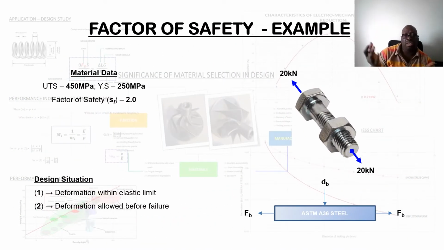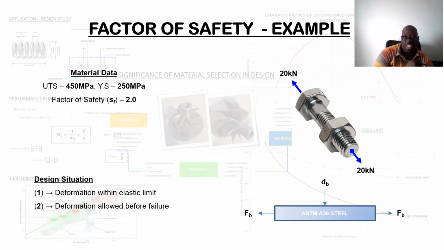So let's look at a simple example. In the diagram, we've got a bolt and nut. The bolt is being subjected to an external force of 20 kilonewtons. And we've been given some data regarding the material. The material has a UTS, that's the ultimate tensile strength limit, at 450 MPa. The yield strength is given as 250 MPa.